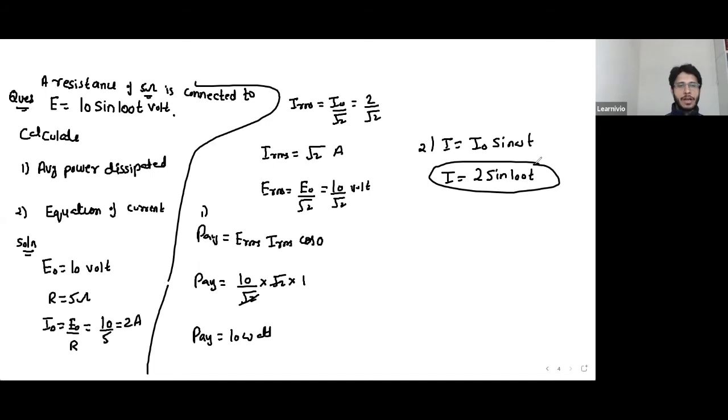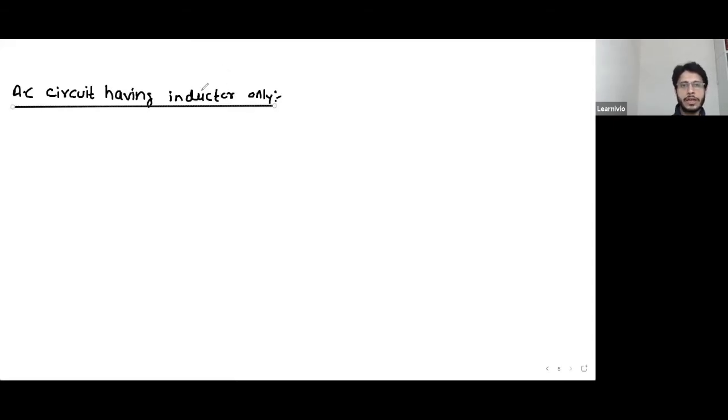So this is about an AC circuit having only one resistor. The next thing is an AC circuit having inductor only. In this topic, we will use electromagnetic induction. We will use the concept of inductor. So I take an inductor.